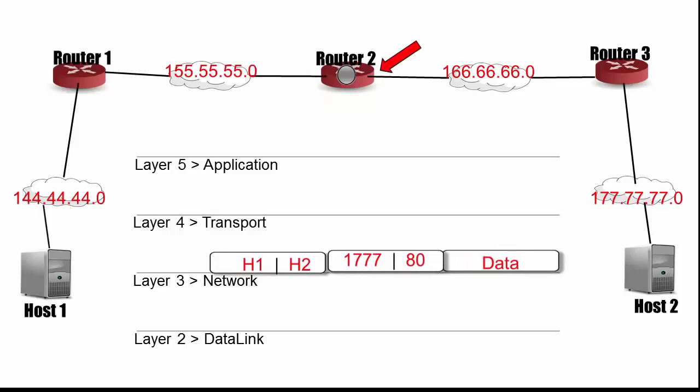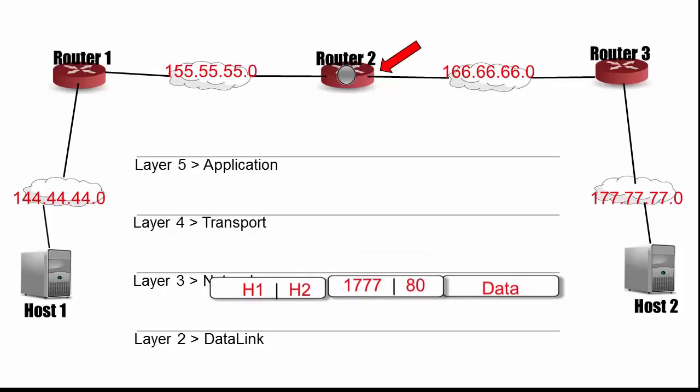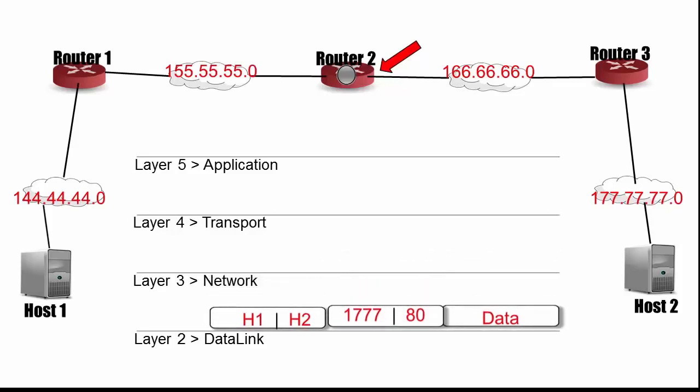At the network layer, router 2 looks in its routing table to see what the next hop is to get to host 2. In the routing table, it sees that the next hop is router 3. The datagram is then sent down to the data link layer, and a new frame header is attached. This new header has the source hardware address of router 2 and a destination hardware address of router 3. The frame is now sent out to router 3.